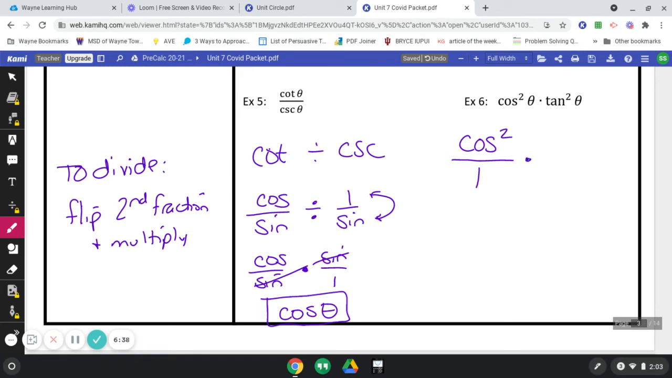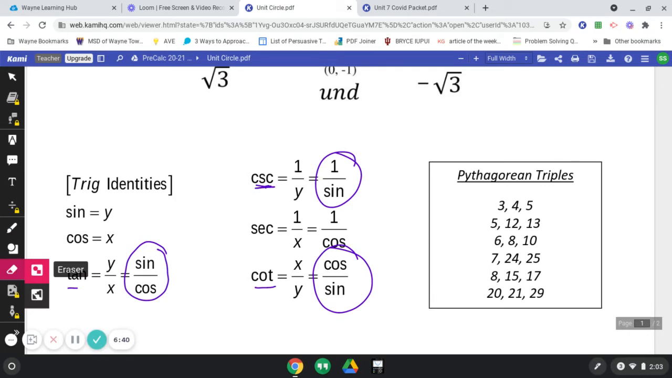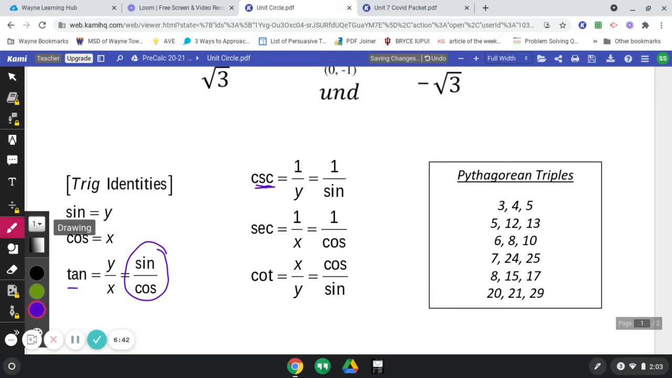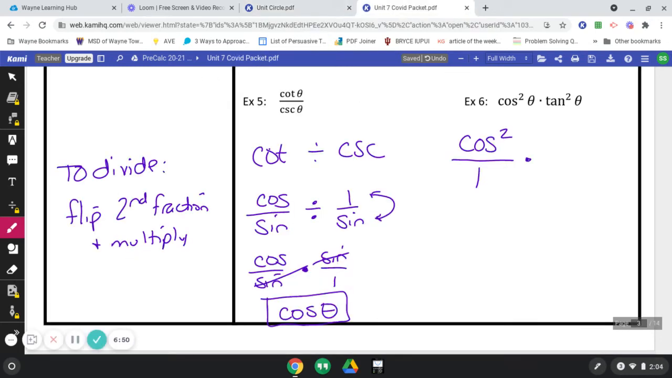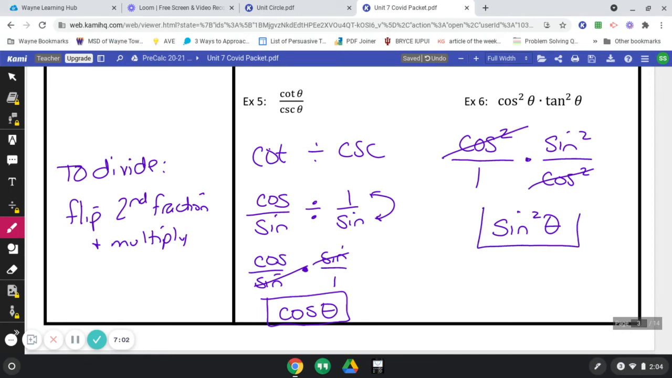Tangent squared. So tangent squared is going to be just the same thing as tangent would be, except tangent squared would be sine squared over cosine squared. So all of those things would be squared. Sine squared over cosine squared, and cosine squared cancels with cosine squared, leaving me an answer of sine squared over 1, which I don't need the over 1. And there's my simplified answer.